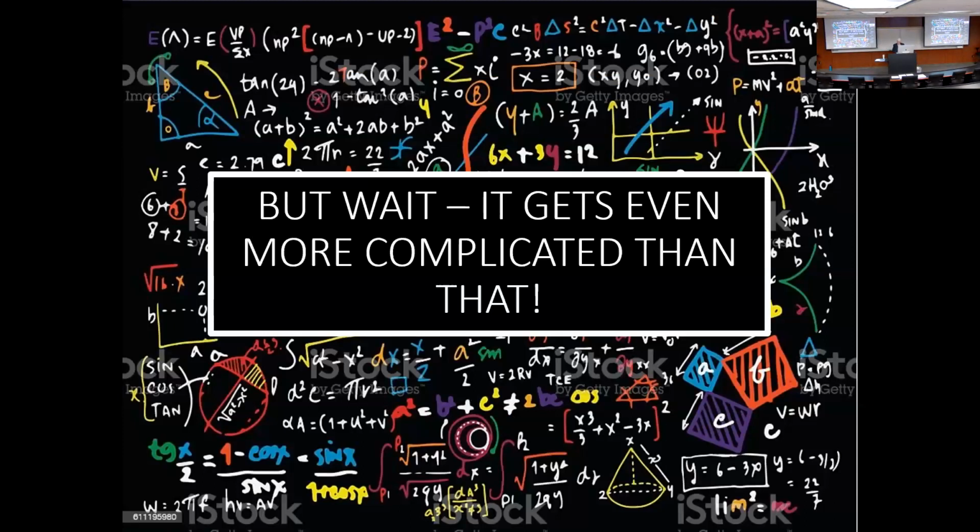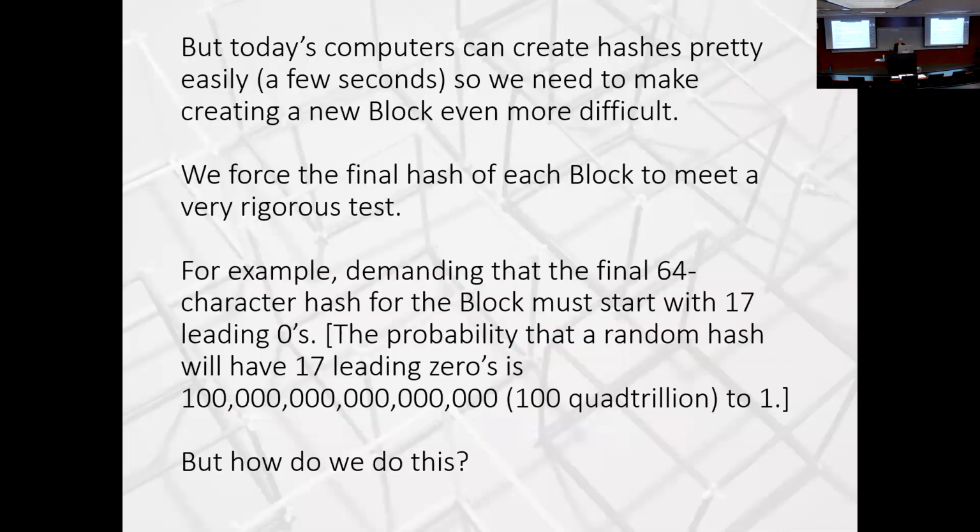It's more complicated than that. Today's computers are pretty fast, so we can do a lot of hashes quickly. When I did the SHA 256 with the name of this course, it may have taken, I don't know, 1/100th of a second. So hashing with today's computers is really pretty fast. But that means it may be too easy to replicate blocks.